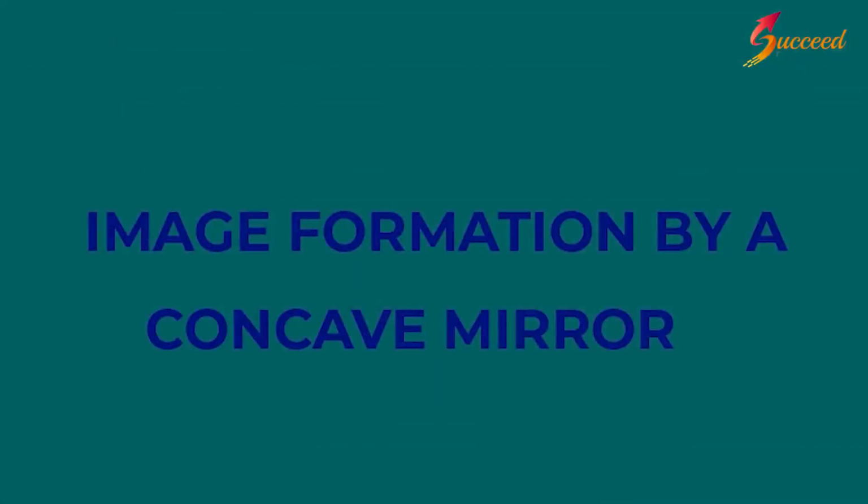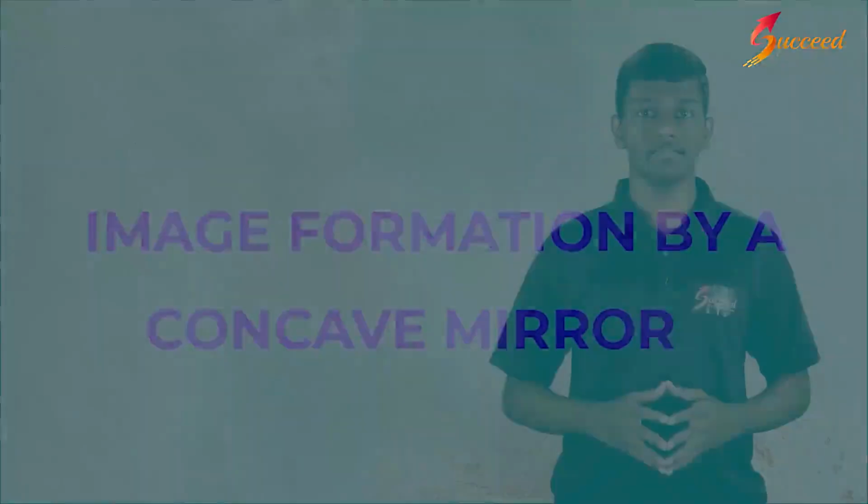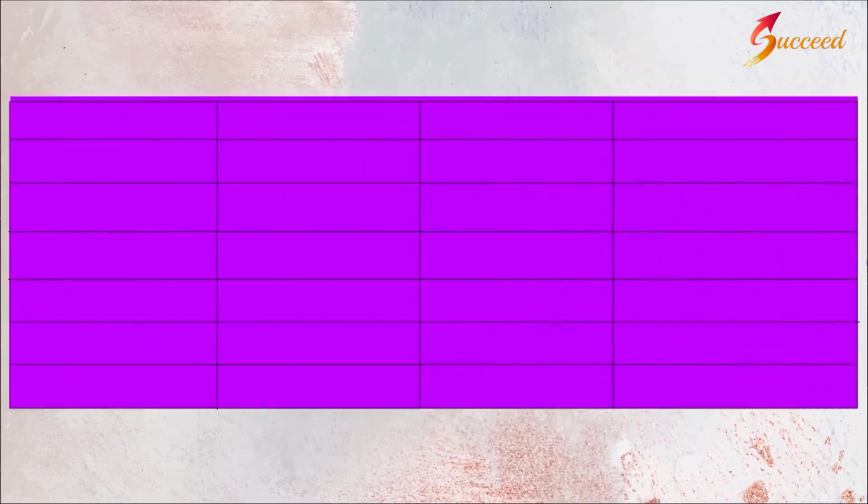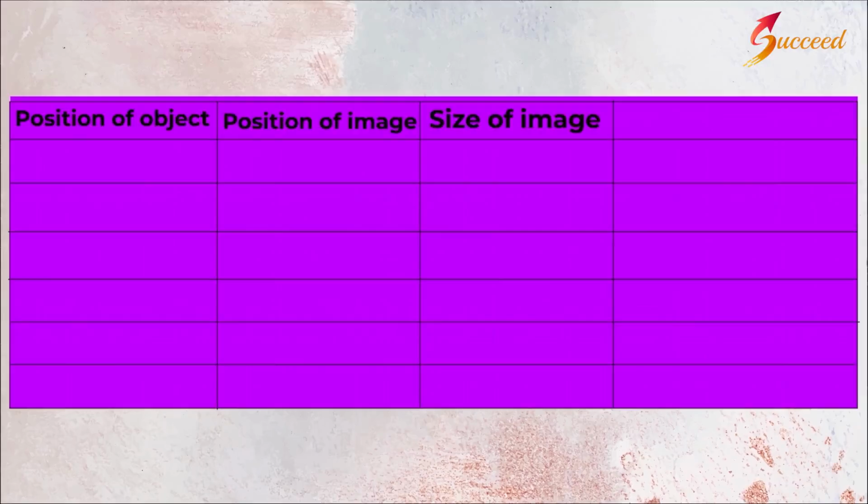Image formation by a concave mirror. Come on, now let us learn what is the position, size and nature of the image when objects are placed at different positions in front of a concave mirror. Now let us look at this table. We have position of the object, position of the image, size of the image and nature of the image.